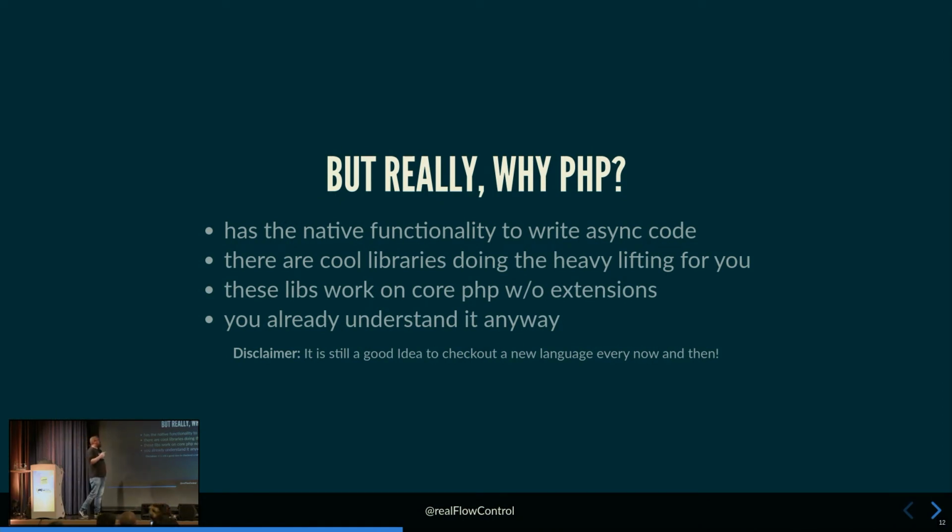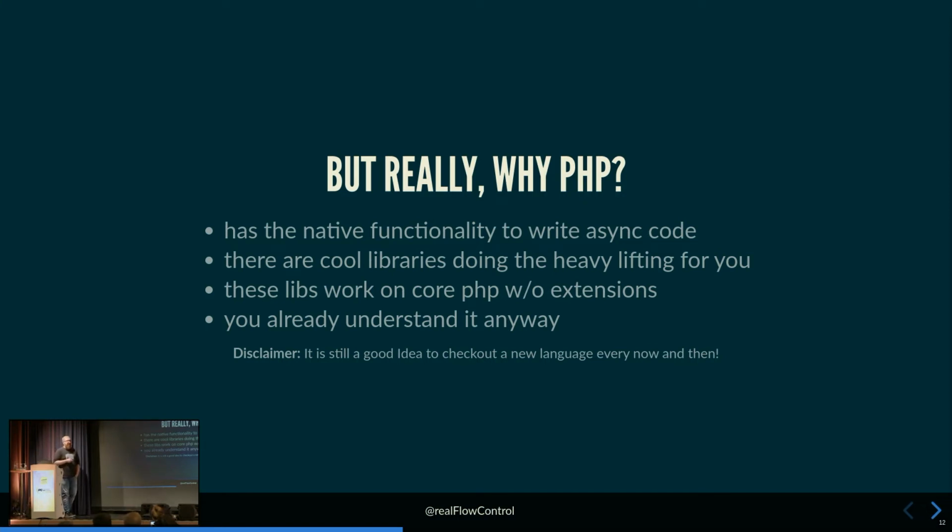First of all, PHP has had native functionality to write asynchronous code since PHP 4.3. But to be fair, not a nice interface to do so. But there are cool libraries doing the heavy lifting for us. You have no promises, no async await keywords, you don't have all of these things natively in PHP. But there are libraries out there that do this for us and abstract these problems away. And these libraries work on core PHP without any extension. I'm going to talk about ReactPHP, and it supports PHP back to 5.3, I think. I hope nobody is using that anymore. But if you do, you can still use asynchronous PHP there.